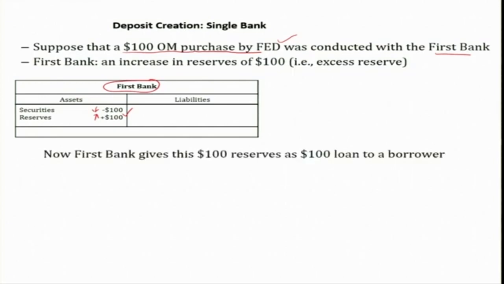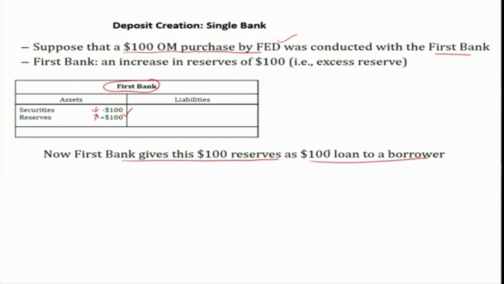Subsequently, the bank has no increase in checkable deposits, because this money came to the first bank not by anyone depositing this amount, but because it sold its government securities to the central bank, the Fed, and as a result there was an increase of $100 in reserves. It doesn't need to keep any required reserve out of it. Let us assume that the first bank gives this entire $100 of reserves as a loan to a borrower, for example 100 million if you want to increase the size.